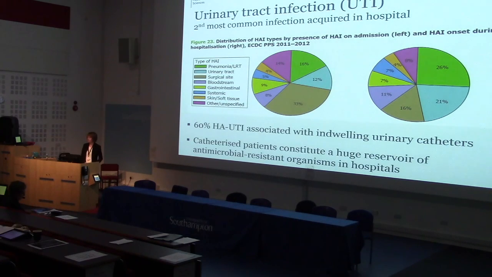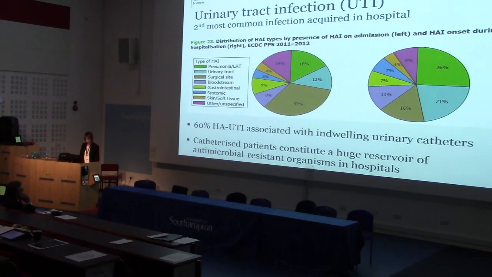Healthcare-associated UTI is prevalent both on admission to hospital and also during hospitalisation. This graph was data collected from a European-wide prevalence survey in 2011-12. The pie chart on the left-hand side shows that UTI is the fourth most common healthcare-associated infection on admission to hospital. On the right-hand side, you can see it's the second most common infection acquired during the course of a hospital stay. This same survey demonstrated that 60% of healthcare-associated UTIs are associated with indwelling urinary catheters.